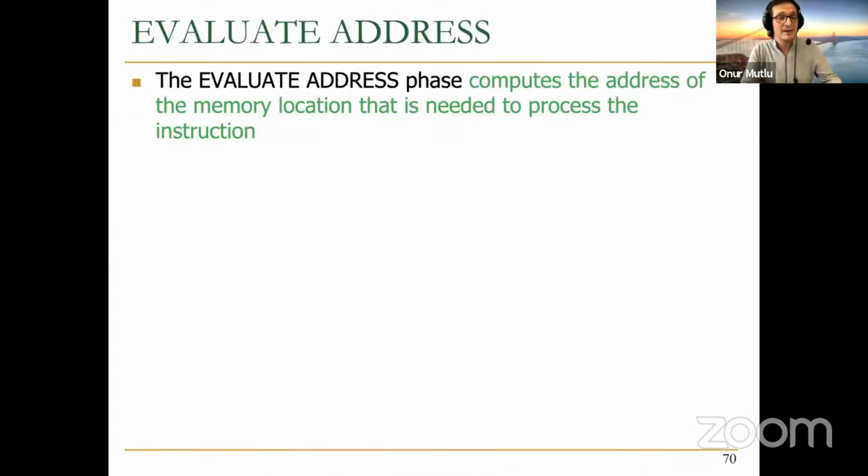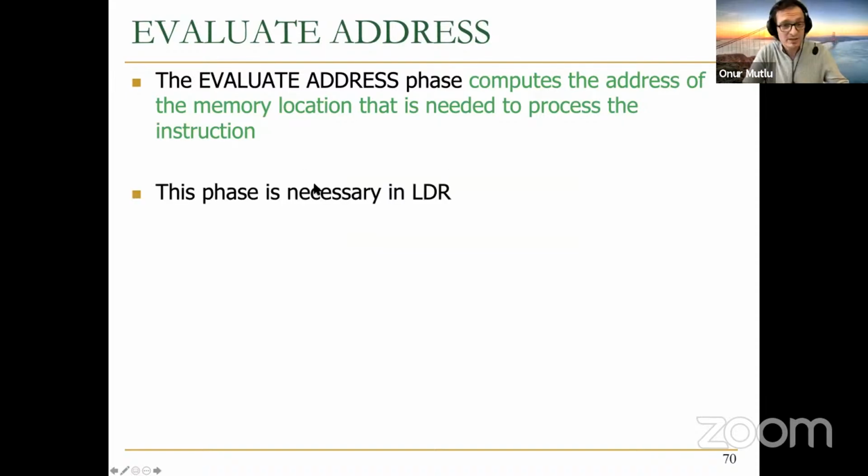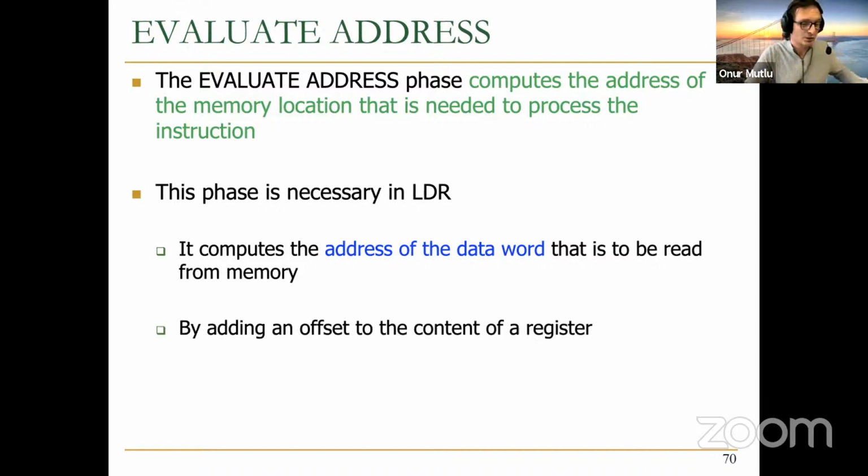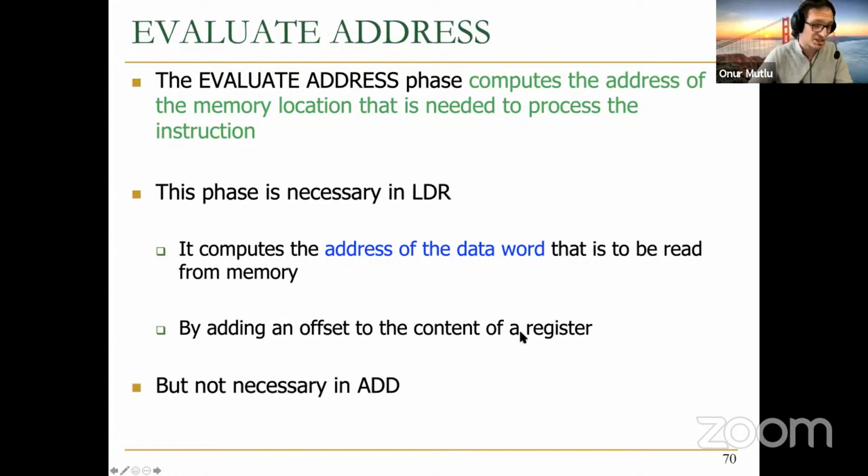Okay, the next phase is evaluate address. This phase computes the address of the memory location that is needed to process the instruction, as we have seen. This phase is necessary in LDR, load register, load word, for example. It computes the address of the data word that is to be read from memory. As we have seen earlier, there's a base plus offset addressing mode. We add the offset to the content of a register. But this phase is not necessary in add, so add doesn't do evaluate address, for example.